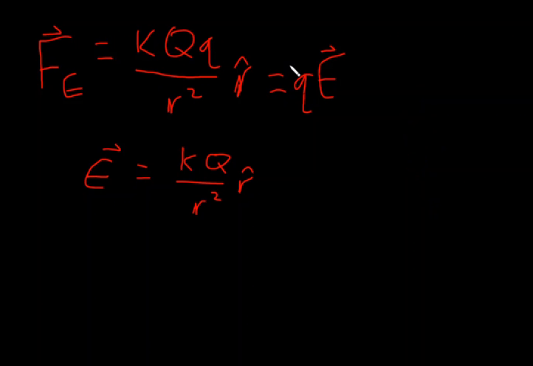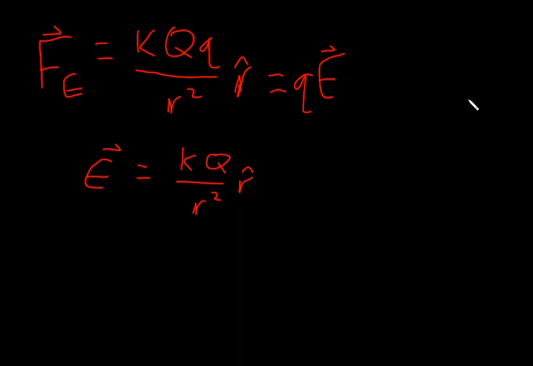Now, E is measured in newtons per coulomb, because force is in newtons, and that's coulombs times the electric field. Coulomb is the unit of charge. So if you write E equals F over q, you can see the units are newtons per coulomb.